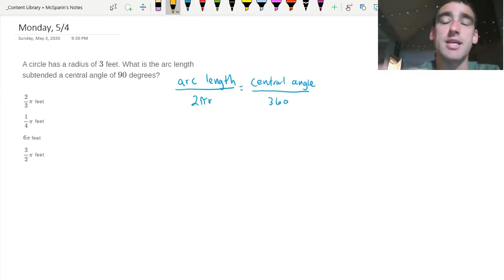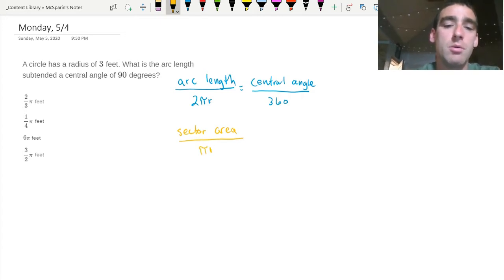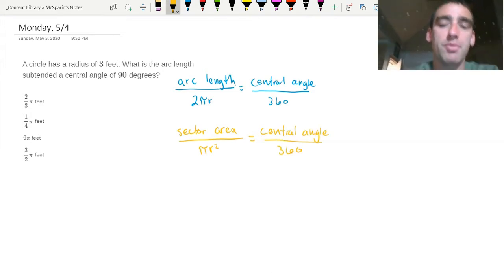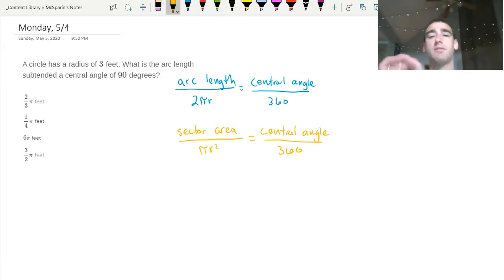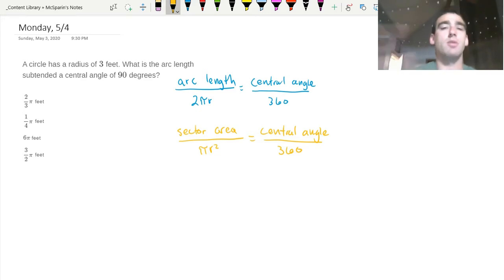The other equation is similar but different. It is sector area over pi r squared equals central angle over 360. Those are your two equations. A huge part of this is figuring out which equation to use and what to plug into the equations. So let's read our question here.